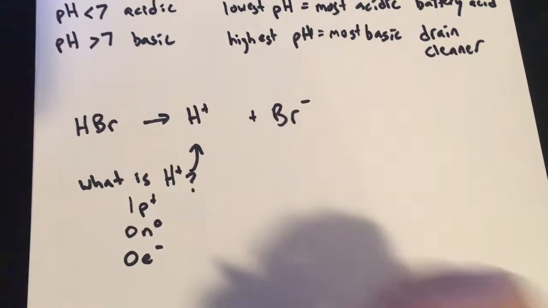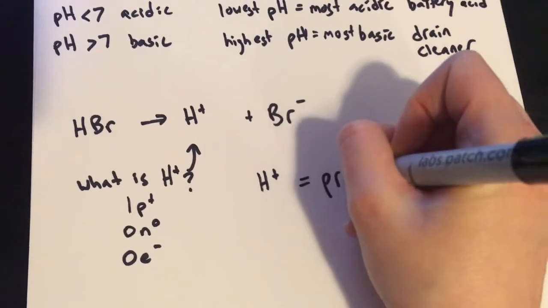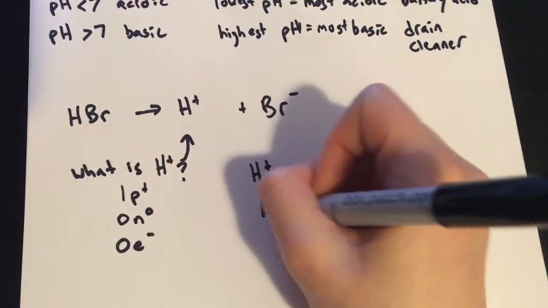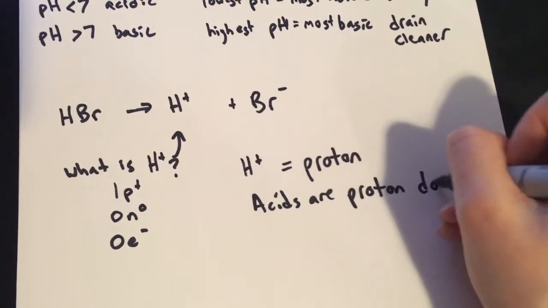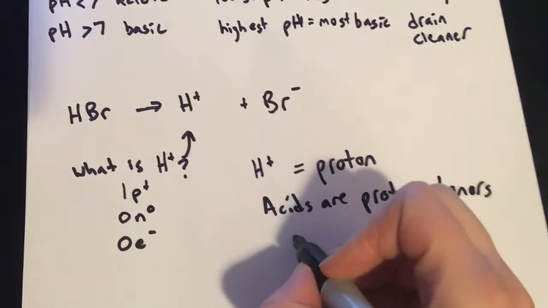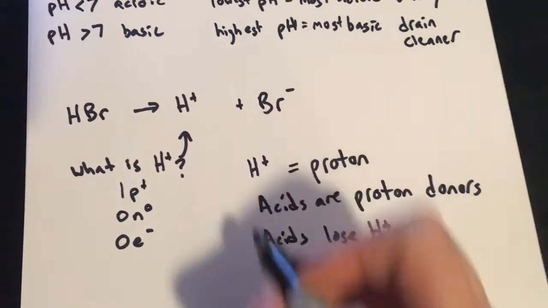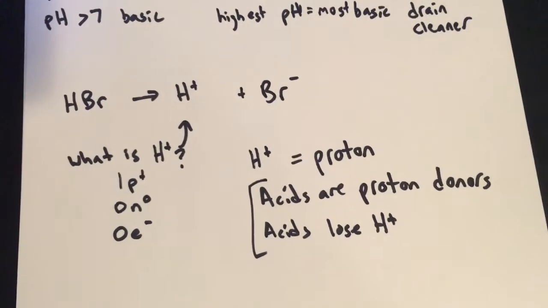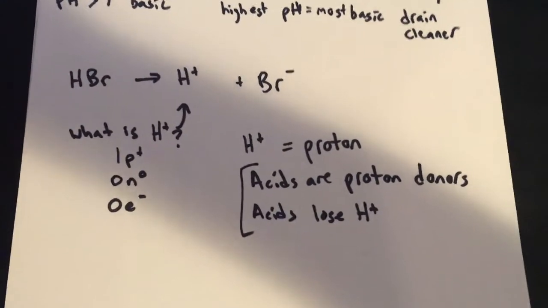So oftentimes in chemistry, you'll see H+ referred to as a proton. And you'll sometimes see the phrase, acids are proton donors. That's another way of saying acids lose H+, right? That's exactly the same thing as saying acids lose H+. These are just 2 different ways of saying the exact same thing. Now, H+ is a proton, right? So that's just a proton.